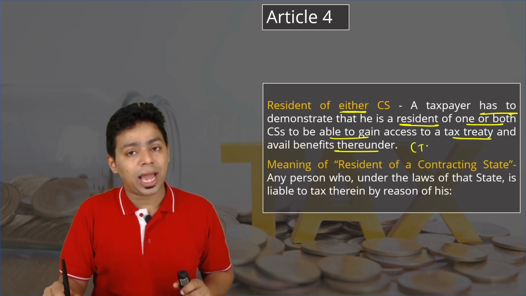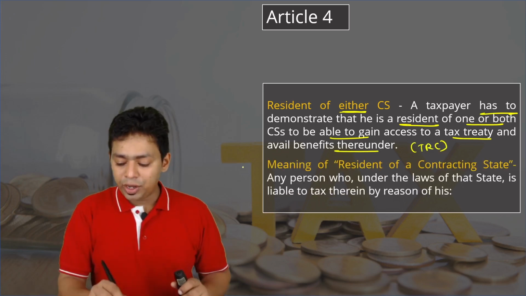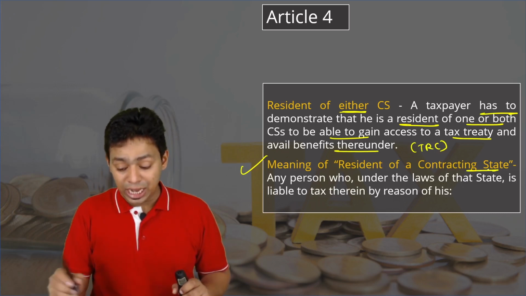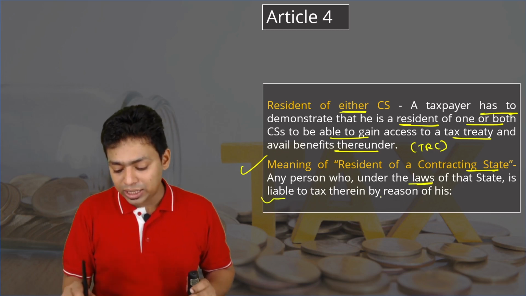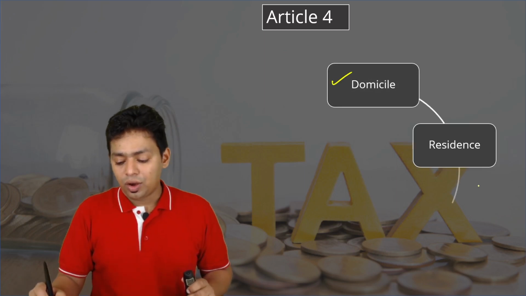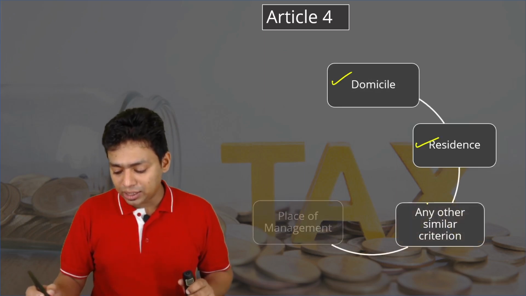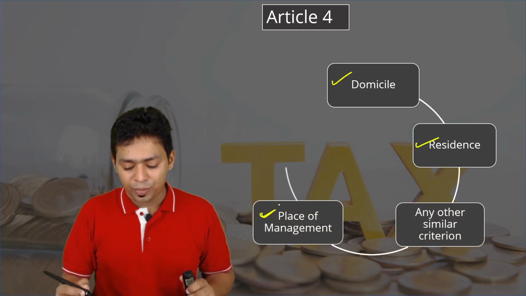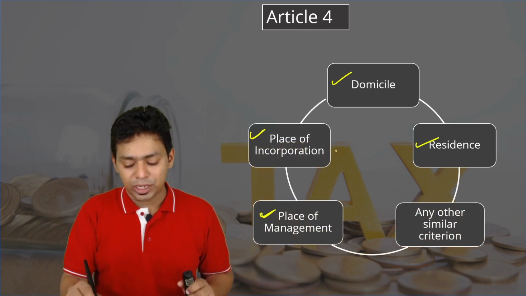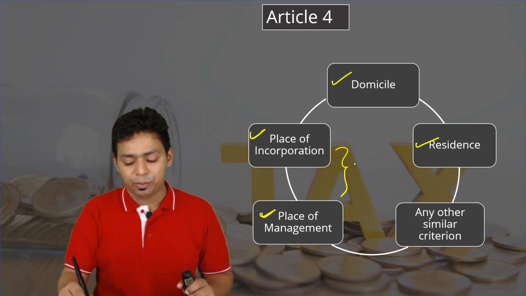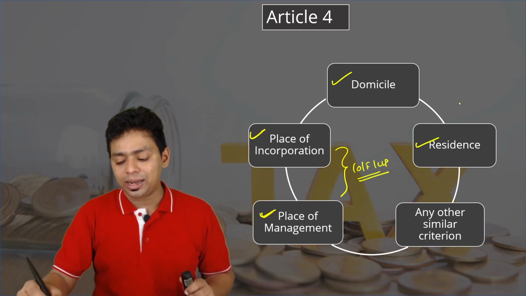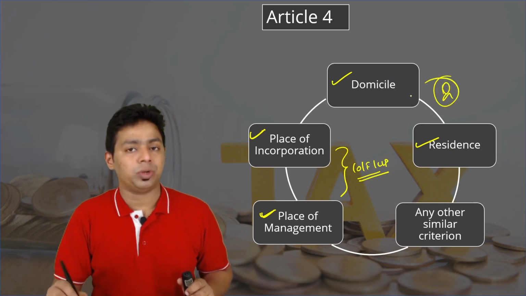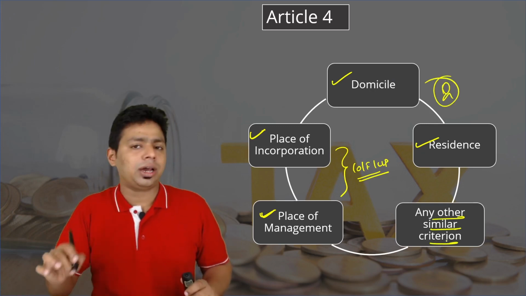Obviously there is a concept of tax residency certificate. The meaning of resident of the contracting state is any person who, under the laws of that state, is liable to tax therein by reason of his, what are the primary reasons? Domicile or residence or any other similar criteria, or place of management or place of incorporation. Place of management and place of incorporation are applicable to a company, firm, LLP, this kind of organization. Domicile and residence are usually applicable to individuals, please understand, and any other similar criteria of that nation.